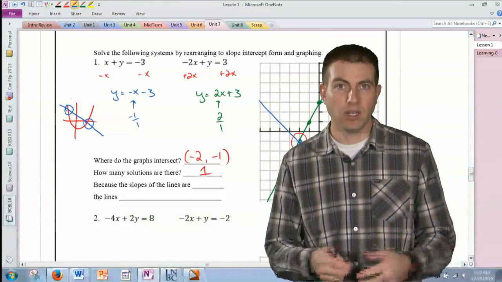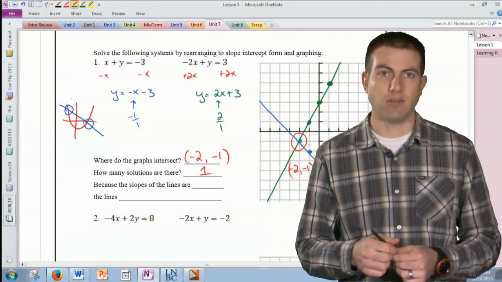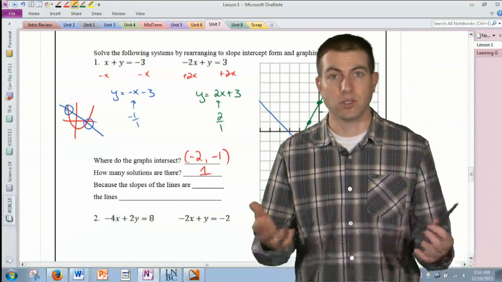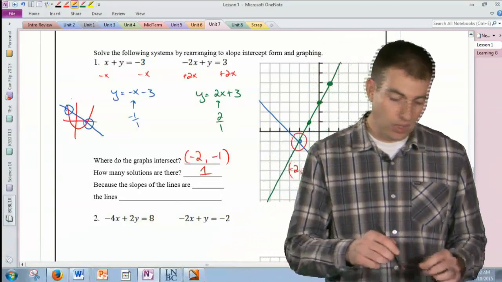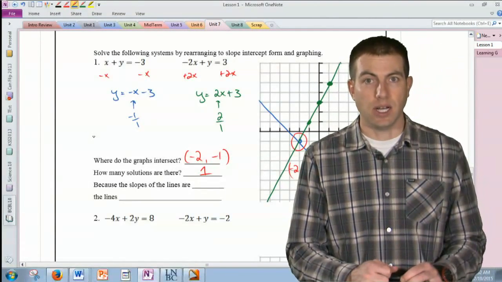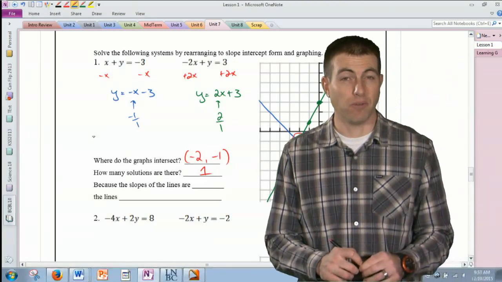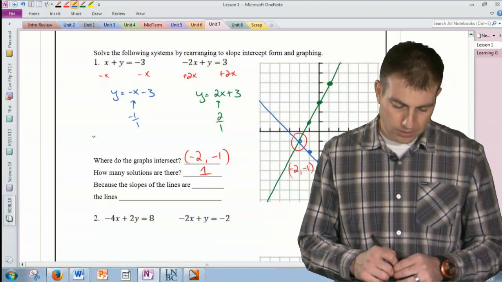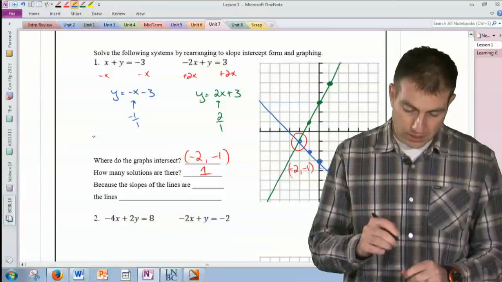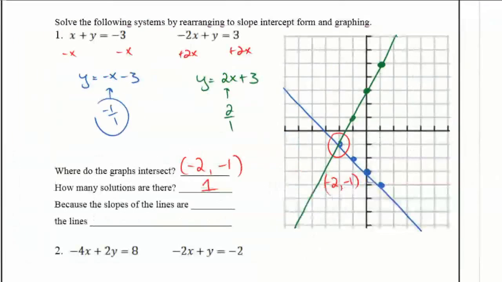When you move on, you can get some really crazy things happening on graphs, and you can have 1 solution, 2 solutions, maybe 4 or 5 solutions, because once you start graphing some equations, you can end up with 3 or 4 solutions happening. So because the slopes of the lines are different, what are my slopes? I had a slope of negative 1 over 1 and a slope of 2 over 1. These slopes are different.